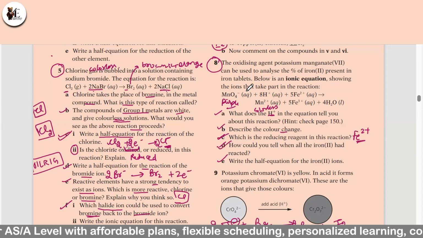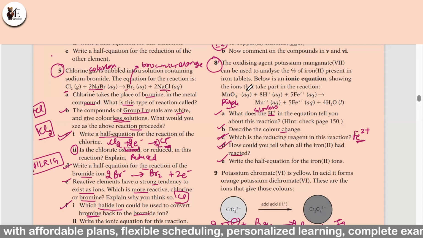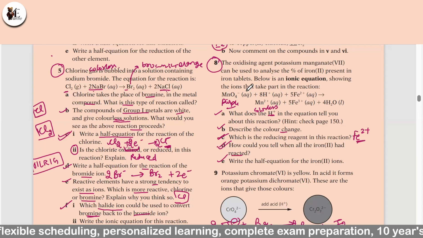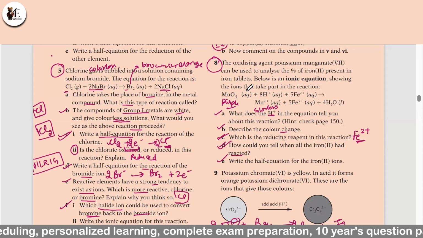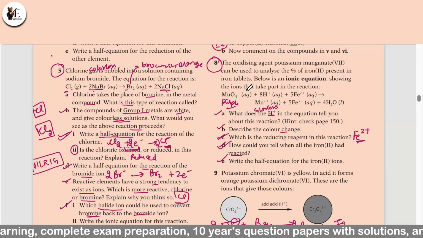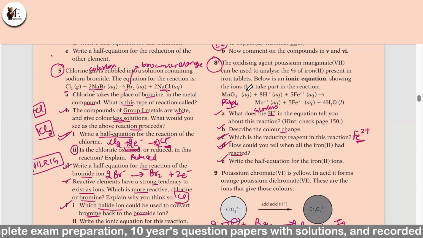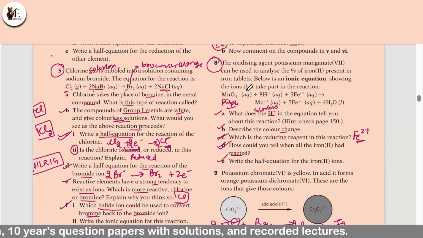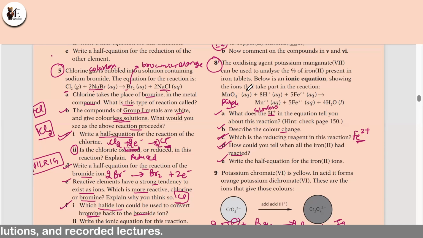How could you tell when all the iron had reacted? That means the completion of the reaction. We will see a color change occurring. Yes, the reaction is completed when the purple color of the potassium manganate solution disappears and we have a colorless solution, because the Fe2 plus ions have been completely oxidized.